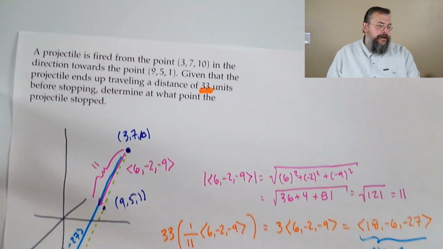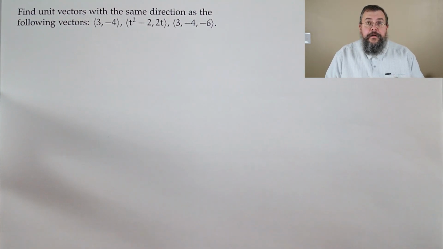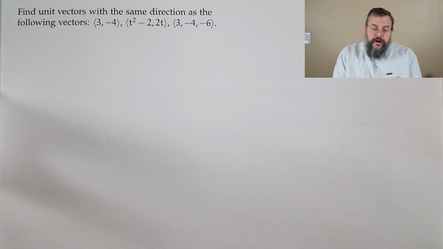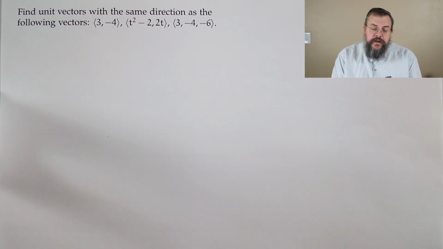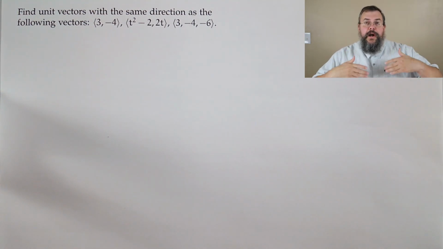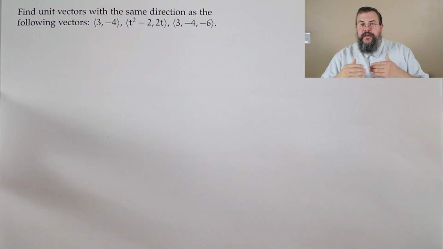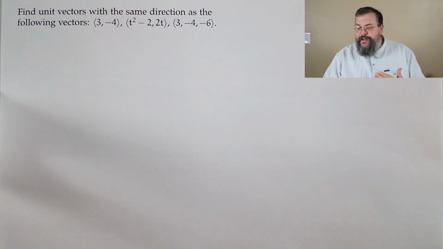Good. All right. Well, let's do another problem. Next problem. Find unit vectors with the same direction as the following vectors. All right, so we have a bunch of vectors here: 3, -4; t squared minus 2, 2t; and 3, -4, -6. So whenever we want to make something a unit vector, we just say we've got to scale by the right amount. So there's really a two-step process. One is, what is the right amount? And two, let's scale by it.